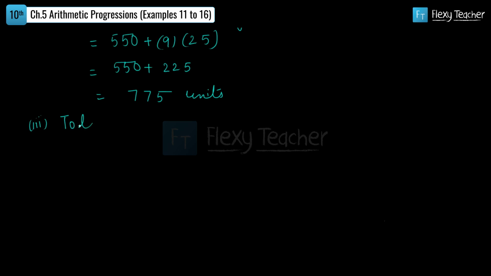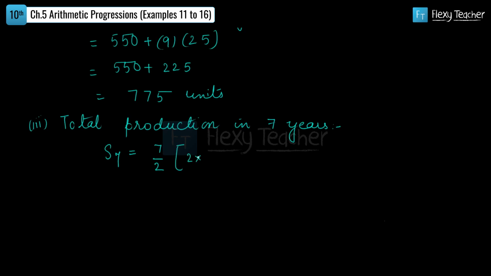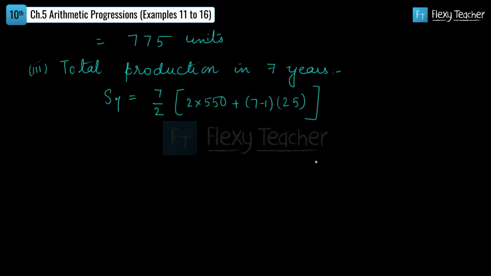The third part is total production in 7 years. What do we have to find here? We have to find S7. Okay, S7 is equal to 7 upon 2 into 2 into 550 plus 7 minus 1 into 25. Okay, this will give us S7, it will give us the production in the 7 years.